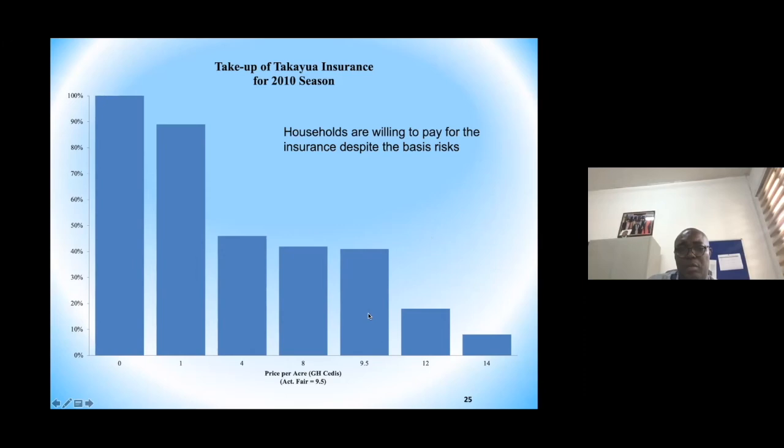However, at the actuarially fair price, the insurance take up was just about 40%. That was for the 2010 season. That was a year after the first insurance had been done.